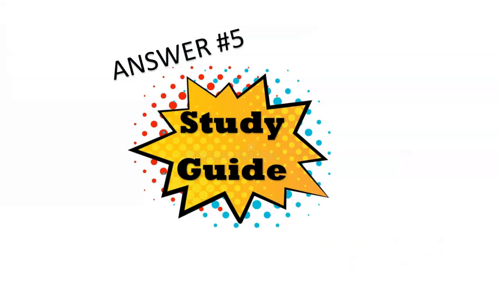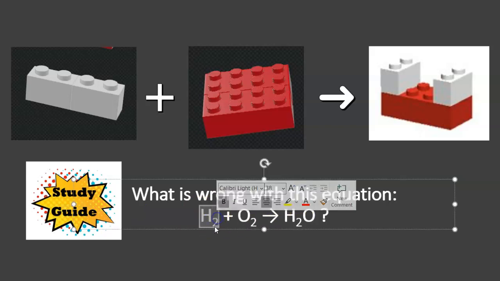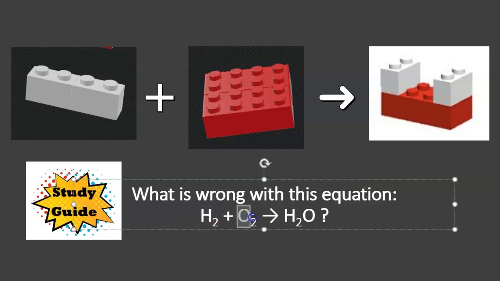All right, let's go through the last 2 answers on the study guide. Question number 5 is asking, what is wrong with this equation? Okay, how many hydrogen are on the reactant side? How many oxygen are over here on the reactant side? And how many do you see over here in our product side, or our H2O water molecule? Do you see the discrepancy? Do you see what's wrong with this picture?